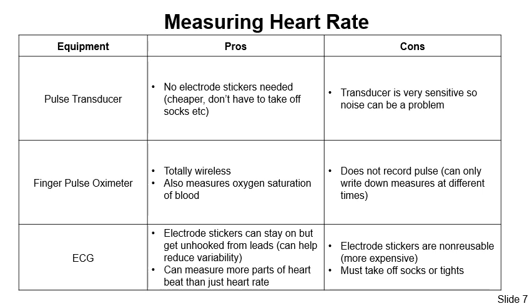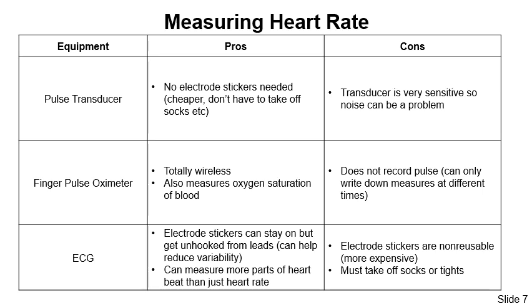Some cons to the pulse transducer is it's very sensitive and noise can be a problem. As maybe you saw in lab 1, just moving a little bit or laughing or something like that will really affect it. The finger pulse oximeter is totally wireless, which is a pro. You can go elsewhere to measure it.